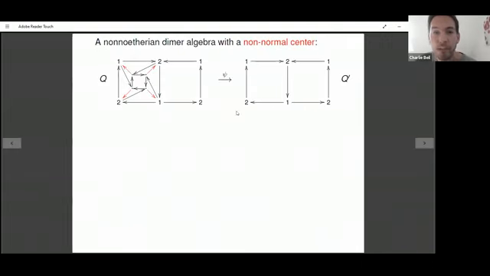And I just wanted to quickly give an example where you see the center is non-normal, and this is a non-Noetherian dimer algebra with a non-normal center. So all the examples I know have this form where they look like they have these nested unit cycles. Perhaps this is always true, I don't know, but that's an open question. But this will have a non-normal center.